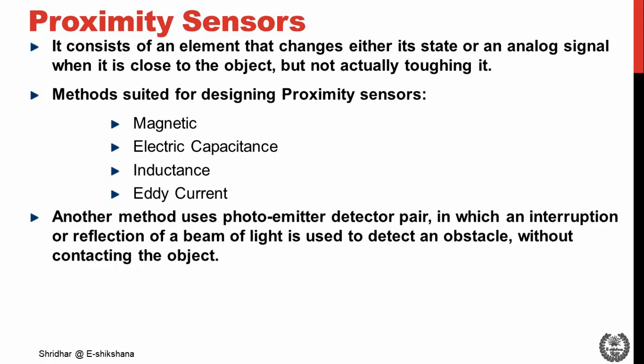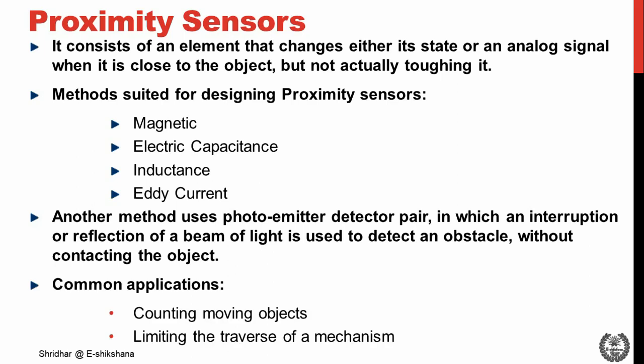Another method uses a photoemitter detector pair, in which an interruption of reflection of a beam of light is used to detect an obstacle without contacting the object. Some common applications of proximity sensors are counting moving objects and limiting the transfers of a mechanism.